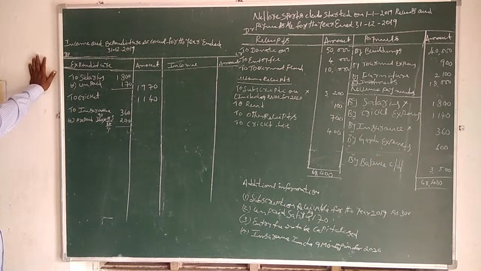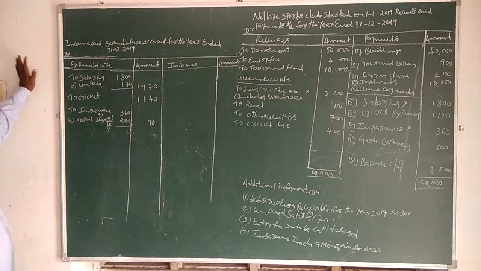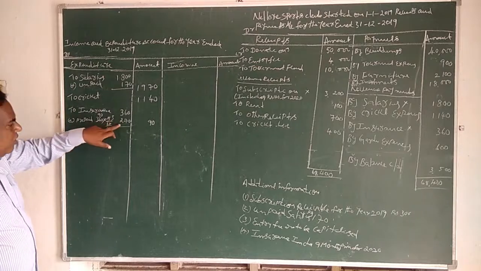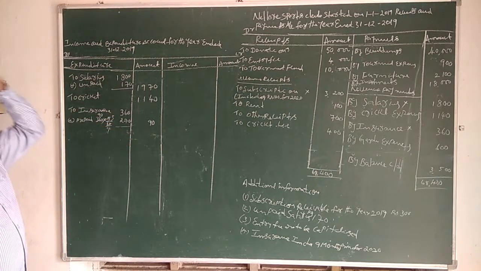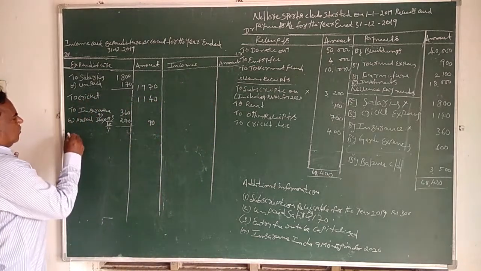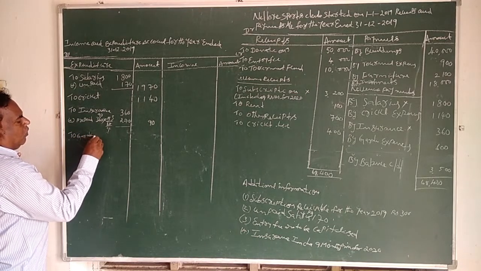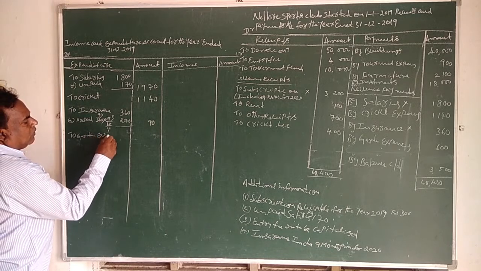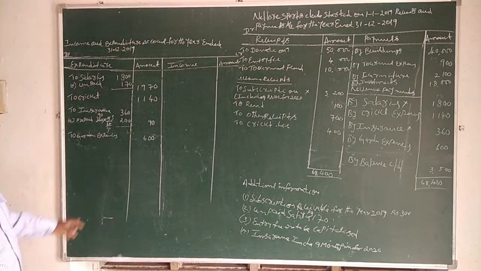Only 90 rupees is related to the current year. The rest, 270, is related to the next year, so it must be deducted. Prepaid insurance 270: 360 minus 270 is equal to 90 rupees only. Next, garden expenses: to garden expenses 600.